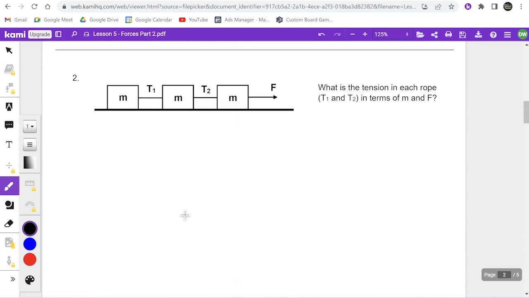So, anyways, number 2. We have 3 boxes, and I would like to know what is the tension in each rope, T1 and T2, in terms of M and F, mass and force. So this is the first time we've seen this summer, but I'm going to tell you it's a very common kind of question they love to ask in physics. And that is, they're going to give you no numbers. They're just going to tell you the mass is M and the force is F.